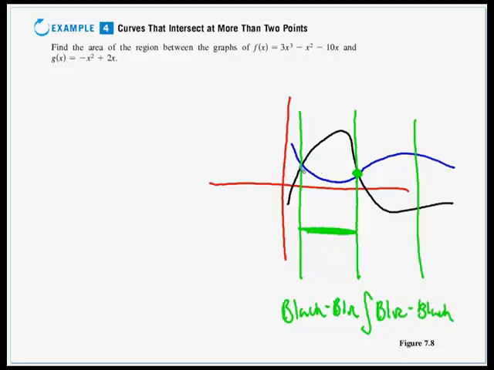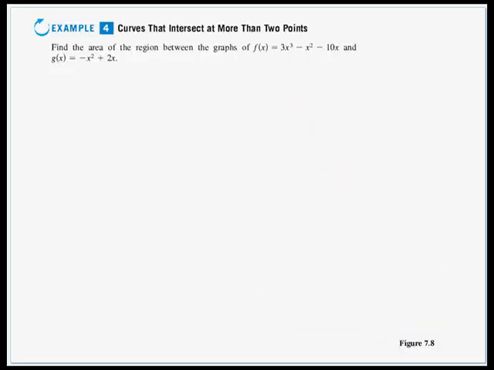So we've got to figure out where the curves intersect, and then for each interval, which curve is above or below the other one. So this takes a little more work here. But it's going to start out the same. We have the 2 curves. We want to find the area of the region between the graphs. So step 1. Find the points of intersection. We're going to set the graphs equal. F of x is equal to g of x to find intersection points.